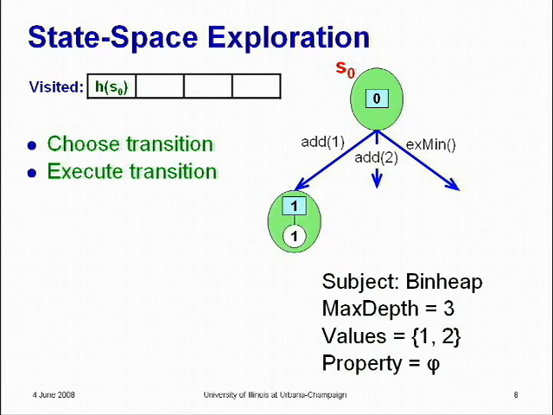So we need to choose certain transition. Then we need to execute this transition and obtain a new state. So say if you're inserting value 1 into the heap, we are going to get a new heap, which now has the size 1. And there is one node that stores this value 1.